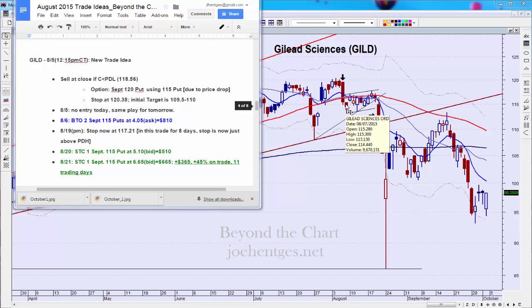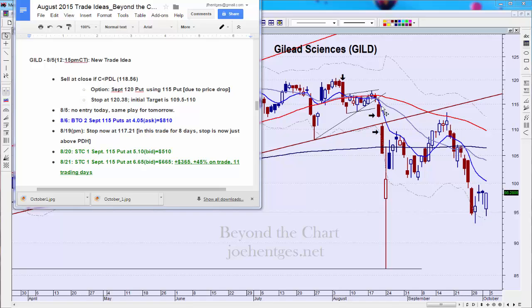Now, because I'd been in this for 8 days, notice I say right here, in this trade for 8 days, stop is now just above prior day high. So here's 1, 2, 3, 4, 5, 6, 7, 8. Been in it 8 days. Now I'm into this day, and I had a stop up here. Now I'm into this day. The stop was above this high. Once it had been in for 8 days, I was going to start to tighten up the stop. Well, then it started to work in our direction.